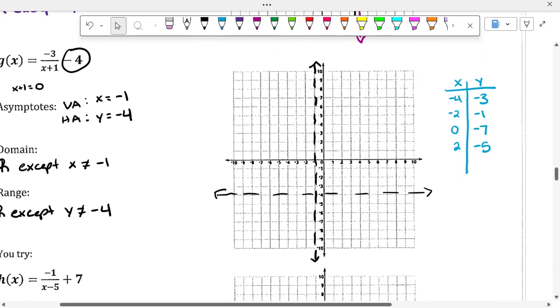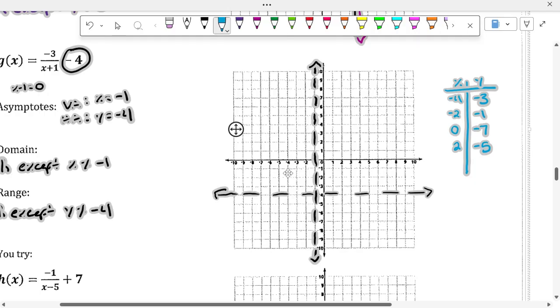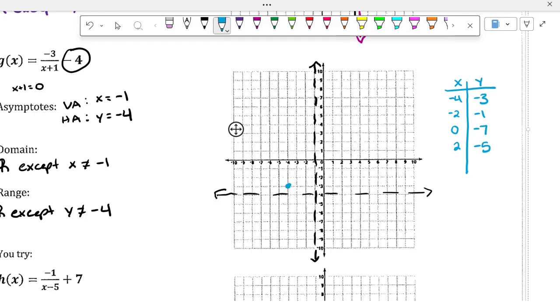Okay? So if I graph this, I have (-4, -3), so right here, (-2, -1), (0, -7), (2, -5). So when I make my graph, I'm going to start as close as I can to my asymptote, turn at the points, and then get as close as I can to my other asymptote. So there's my first part of the graph.